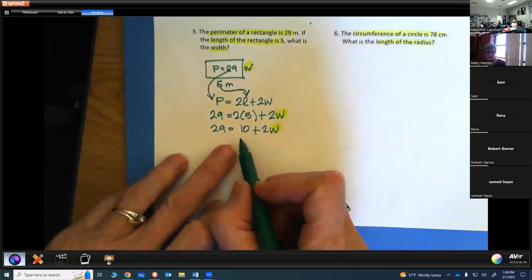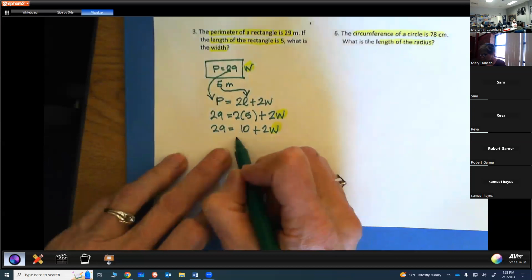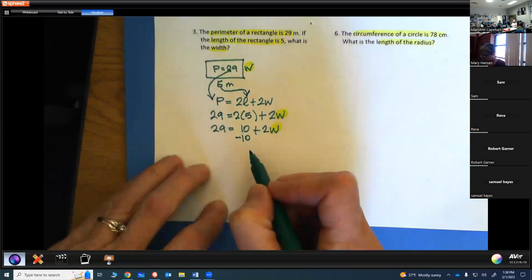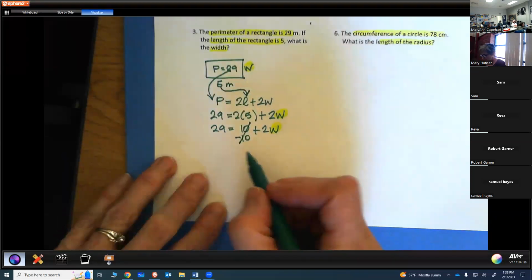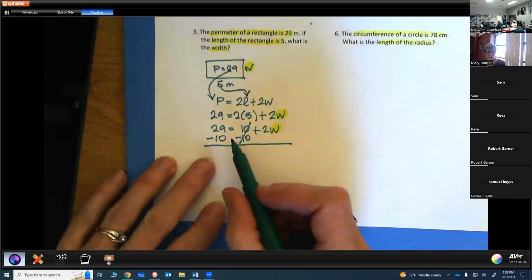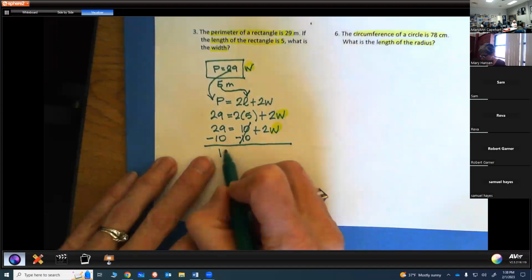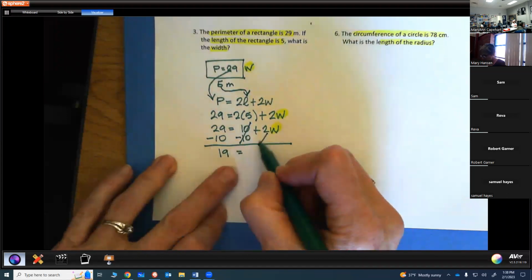So let's talk about this 10. It's being added to the 2w. It's a positive 10. And so we're just going to subtract it and make 0 on the right-hand side. And if I do that on the right, I've got to do that on the left. And so 29 minus 10 is 19. 10 minus 10 makes a 0, and then the 2w comes down.